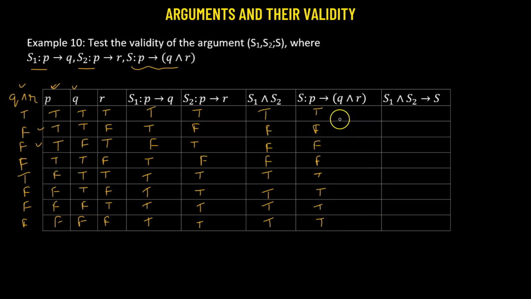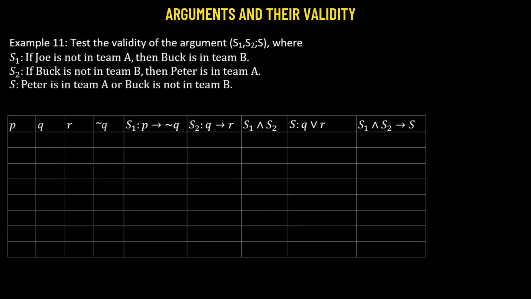Now, finally, we'll find the conditional statement between these two. So if true, then true. So this is true. If false, then false. So this is going to be true. If false, then false. So this is true. This is true. If true, then true. So in every case we have a true truth value. So we'll say this is a valid argument. Let's move on to the final problem.